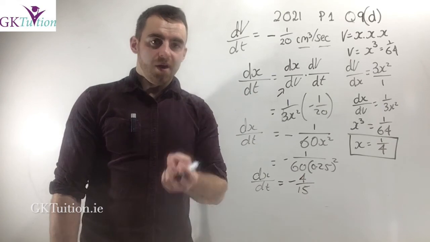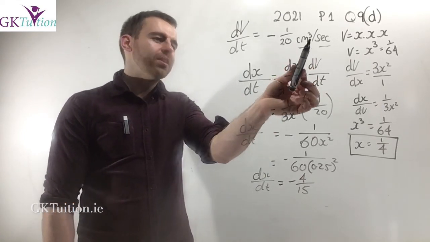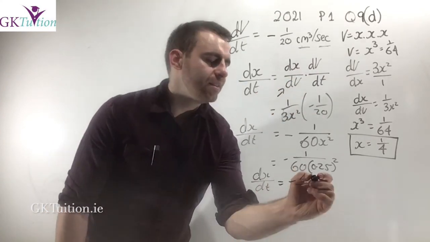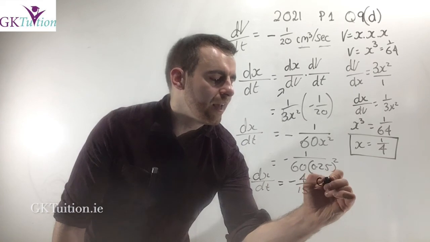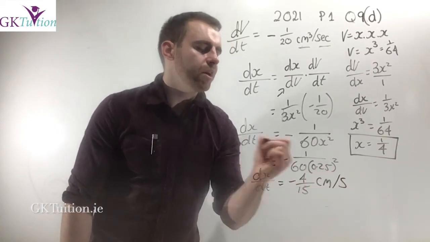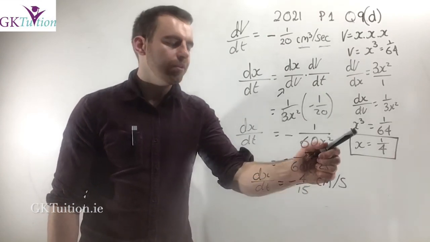And students often forget about their units. Think back to what we did at the very start. dV/dt was centimetres cubed per second. dx/dt, well, dx is a length or a width or a height that's measured in centimetres, and time in this case is measured in seconds. So my answer is minus 4 over 15 centimetres per second.